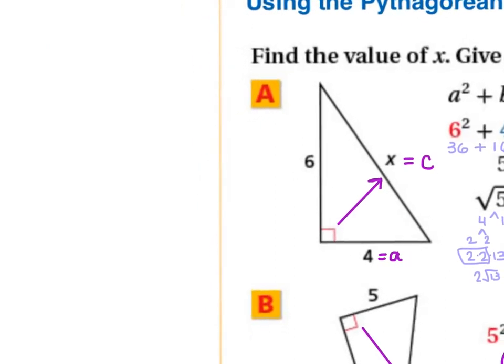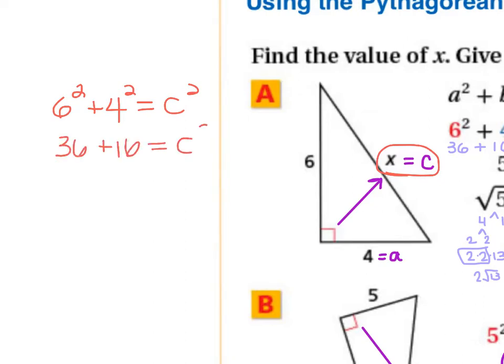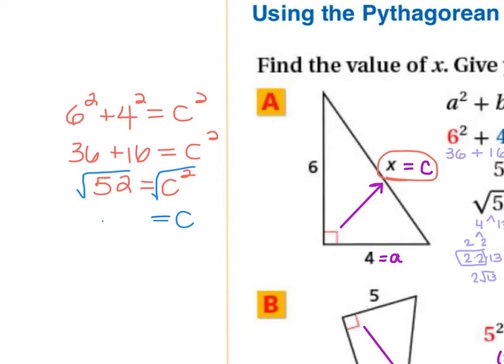So c, again, is opposite the right angle, which means that x in this case is c. So I can say that 6 squared plus, not to the fourth, 6 squared plus 4 squared would equal c squared. 6 squared is 36. 4 squared is 16. 36 plus 16 is 52. And then to solve for c, I'm going to square root both sides. And normally we put a plus and minus in front of this if we're solving for algebra. But because we're talking about a side length, no side length can be negative. So I'm going to keep it as just the square root of 52. So c equals the square root of 52.